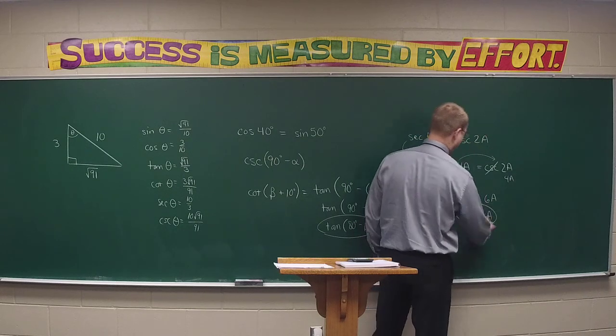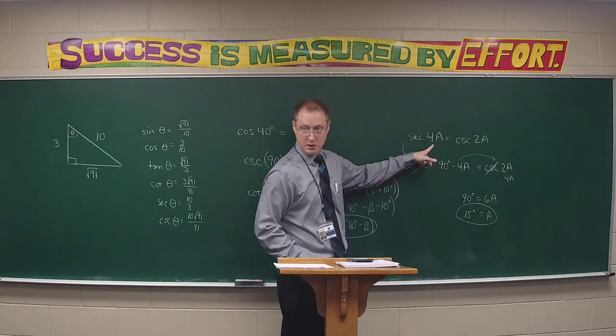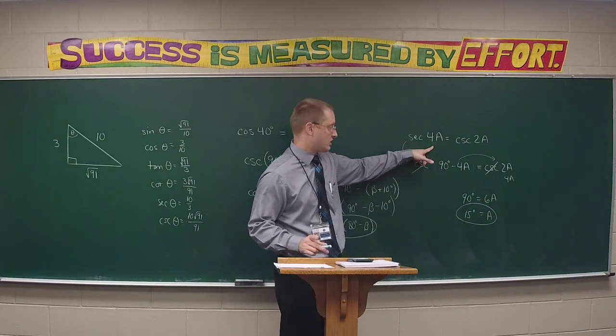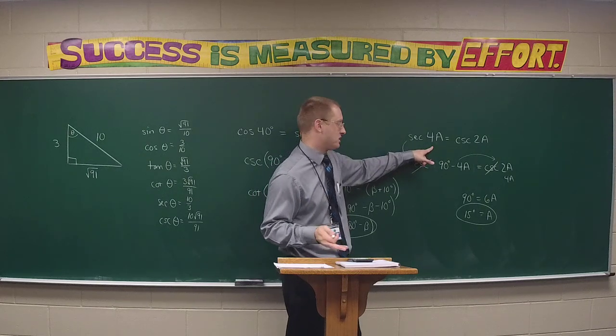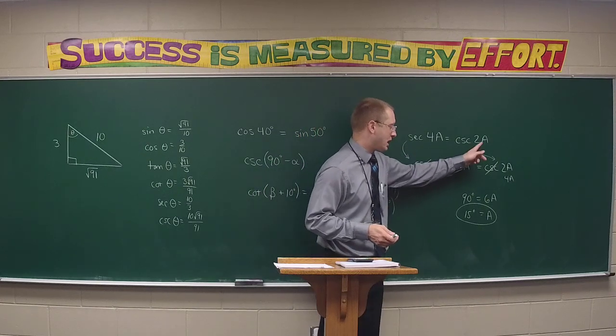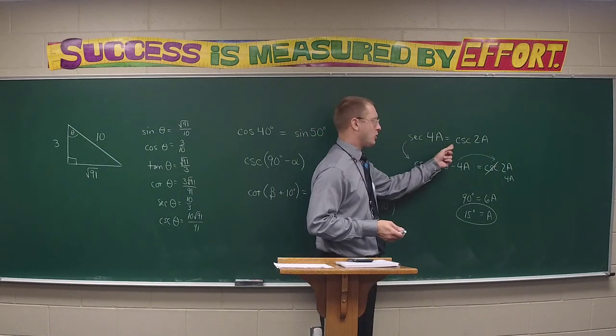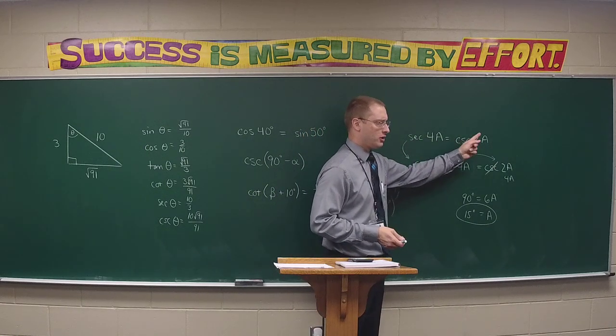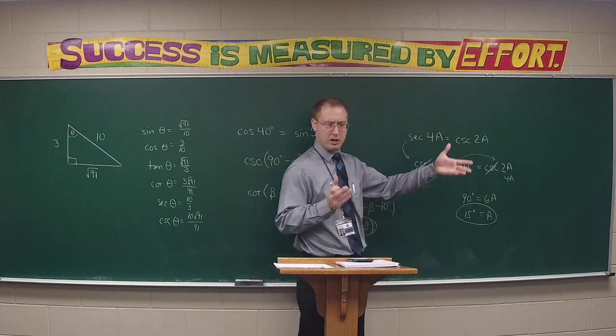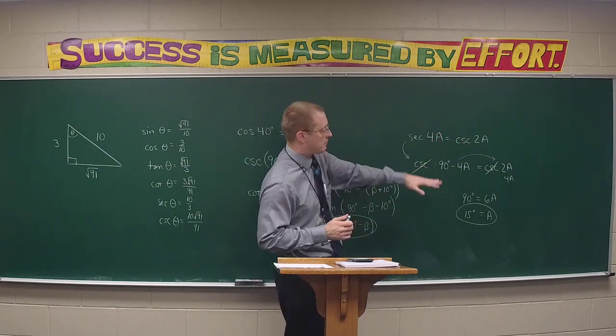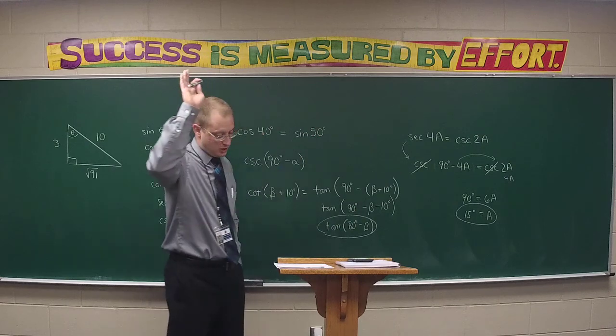If you wanted to check, what's 4 times 15? 60. Think 4 quarters of a football game, a 60-minute game. And then what's 2 times 15? 30. Is the secant of 60 equal to the cosecant of 30? Well, yes, 60 and 30 are complementary angles. Complementary functions, complementary angles, it checks out. How many got 15 degrees for a?